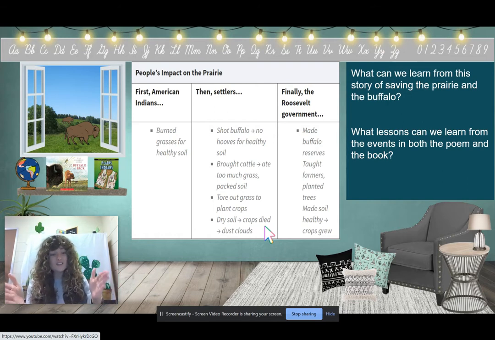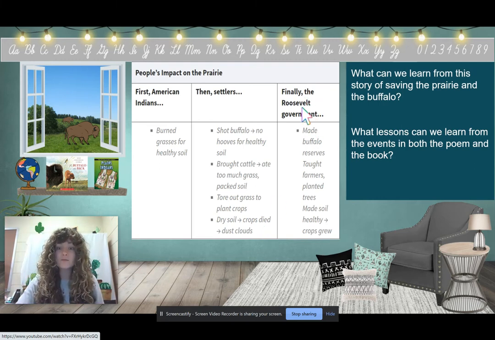Then the settlers had a negative impact on the prairie. Finally, so at the end of our book, we learned that President Roosevelt and the government made buffalo reserves. They taught farmers, they planted trees, and they made the soil healthy again, which caused the crops to grow and for the buffalo to live on that land.